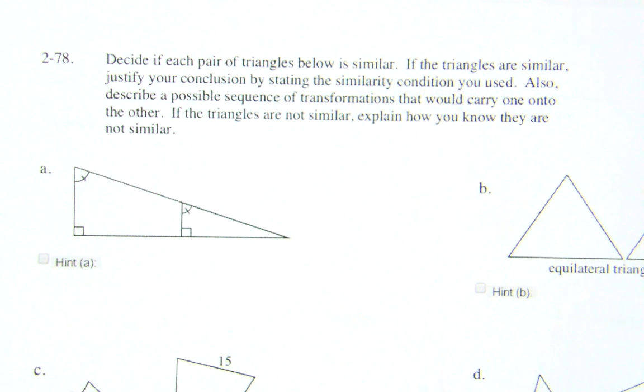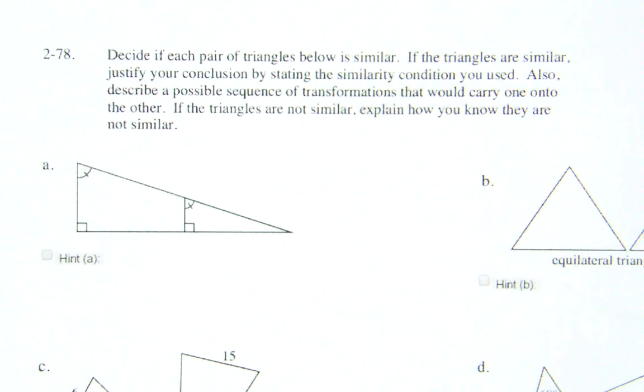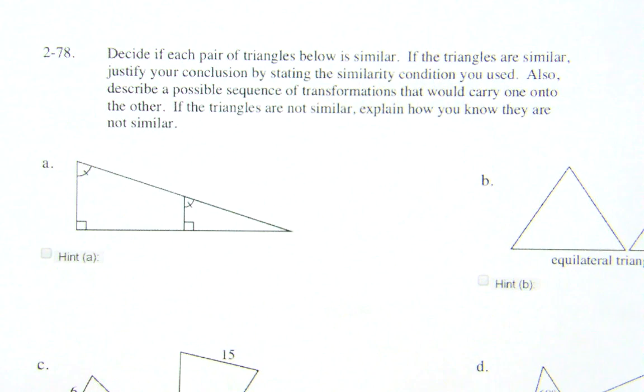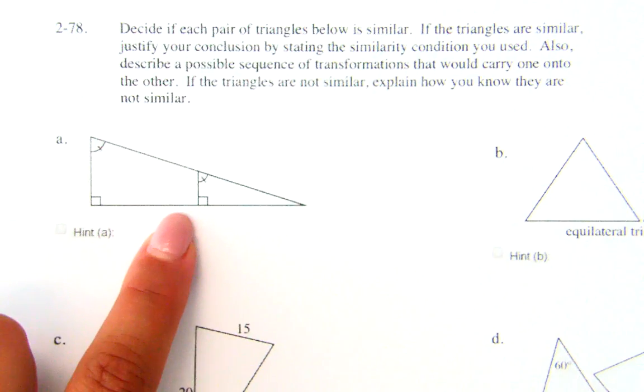Is it a side-side-side similarity? Or is it side-angle-side similarity? So if we can prove one of those, then we're good to go. If the triangles are not similar, explain how you know they are not similar. All right, so let's take the first one, for example.